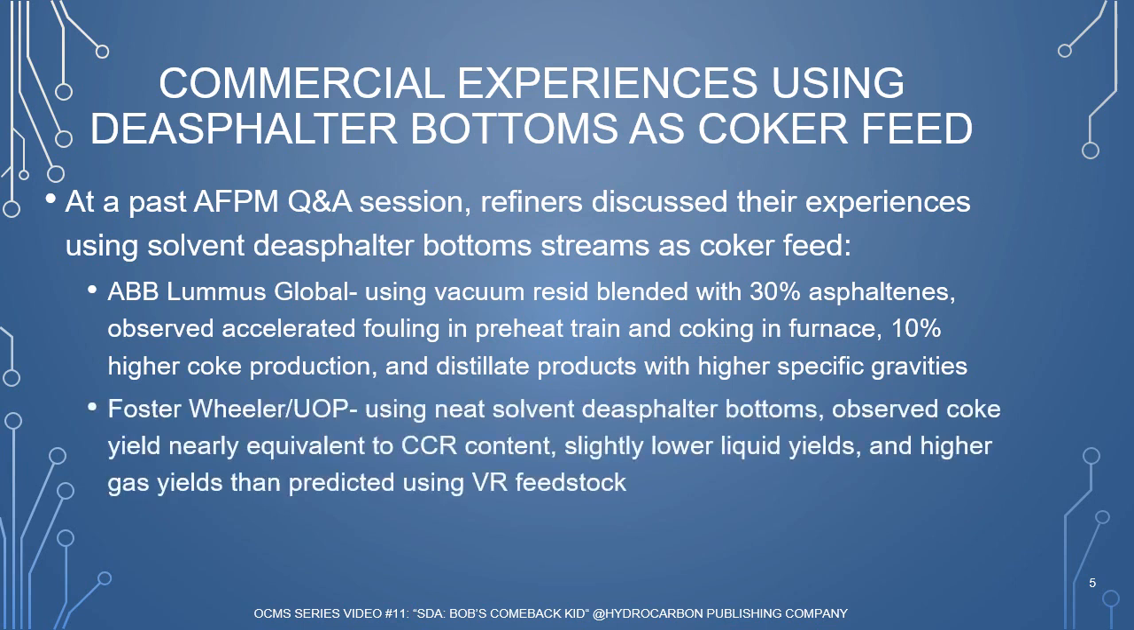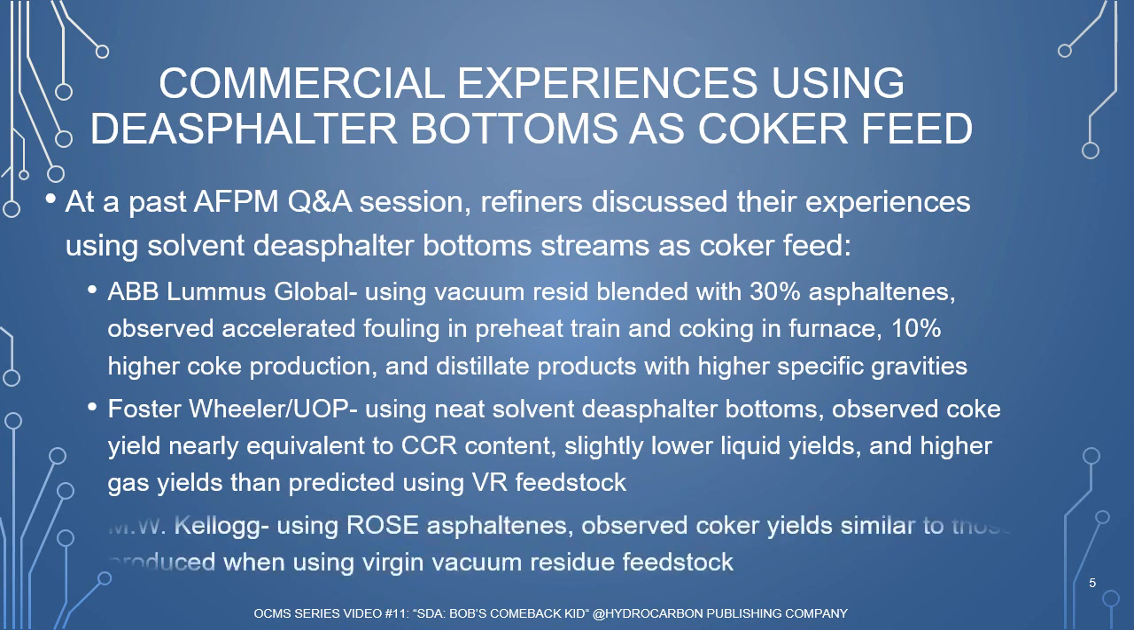Foster Wheeler UOP used a feedstock of neat solvent deasphalter bottoms and observed coke yield nearly equivalent to Conradson carbon residue content, slightly lower liquid yields, and higher gas yields than predicted using vacuum residue feedstock. M.W. Kellogg, with a feedstock consisting of rose asphaltenes, observed coker yields similar to those produced when using virgin vacuum residue feedstock.